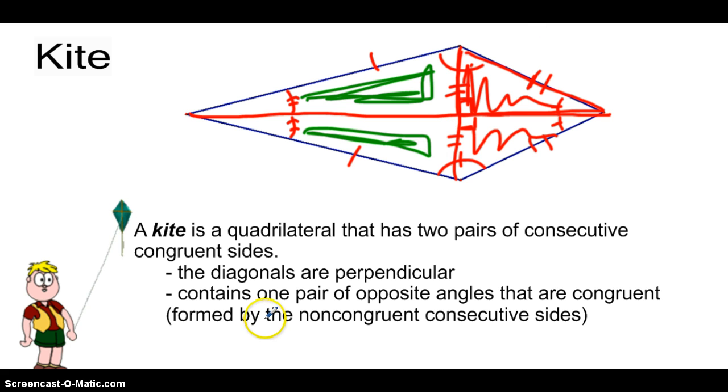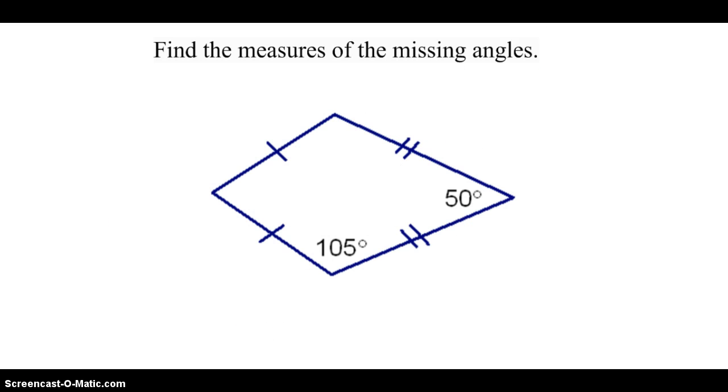Okay, so keep that in mind. So here's our first example applying our kite rules. You know it's a kite because those two pairs of consecutive sides are congruent. And then because of that, we know that we have a pair of opposite congruent angles, right? So this angle here is 105, which would make this angle right up here 105.